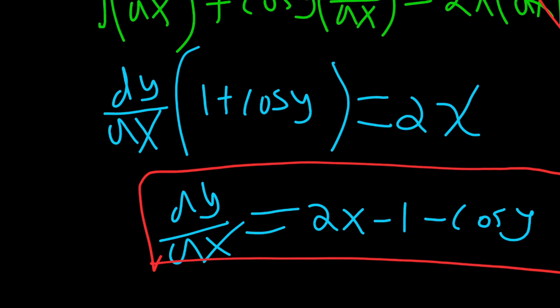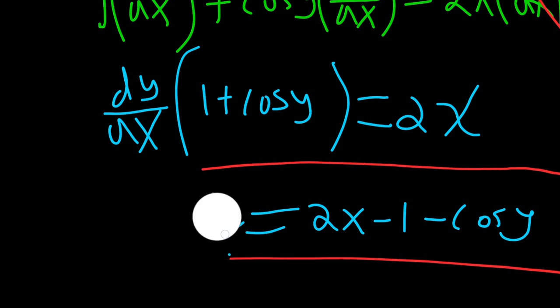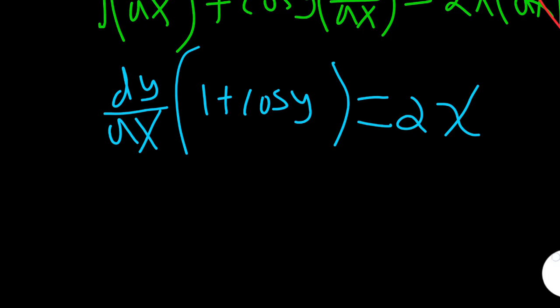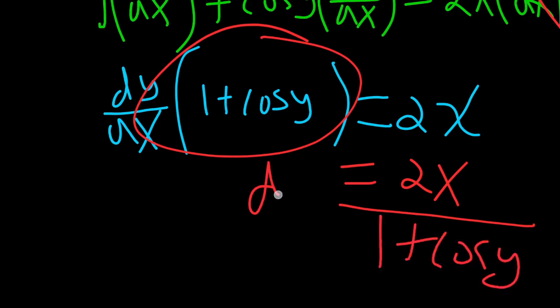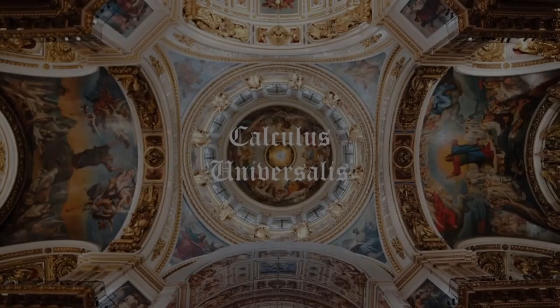Oh my gosh, I made a mistake. Not too much though. It's going to equal 2x. This is going to be a divided thing. This is going to be divided, and you have dy over dx.